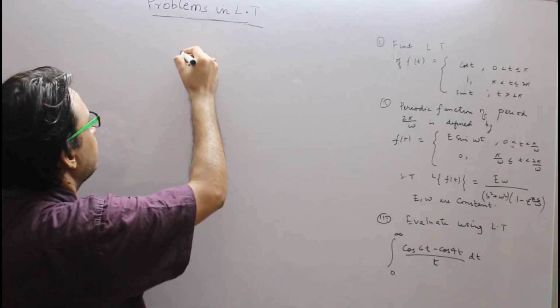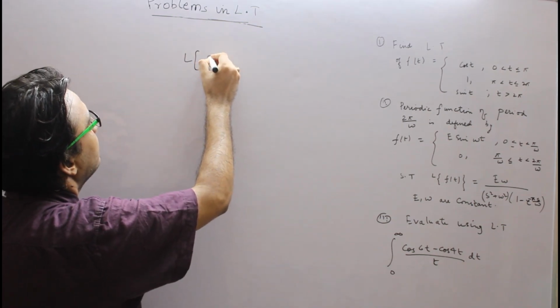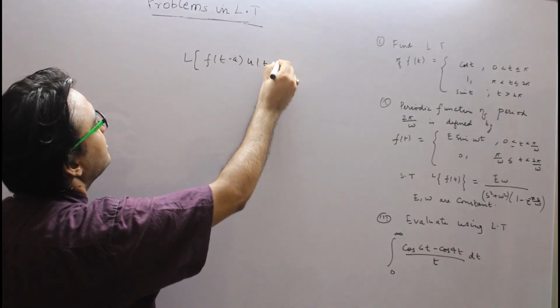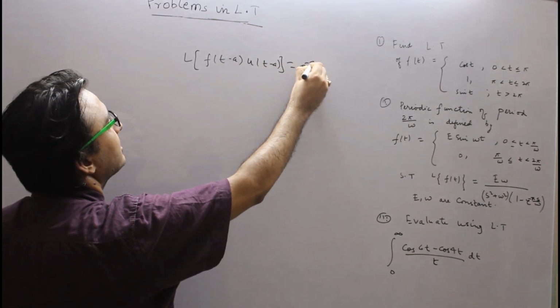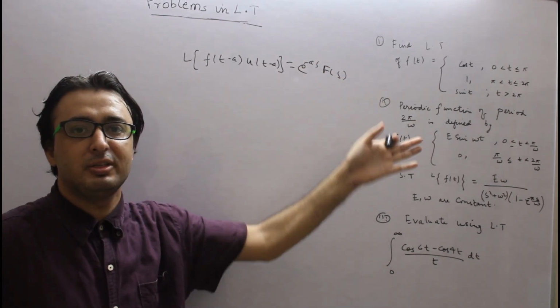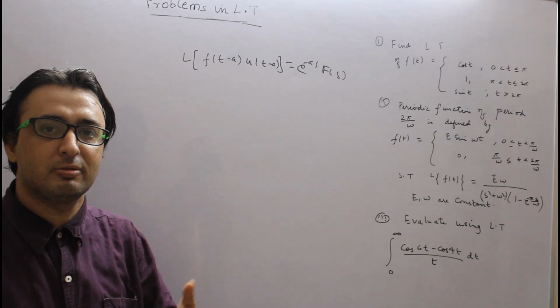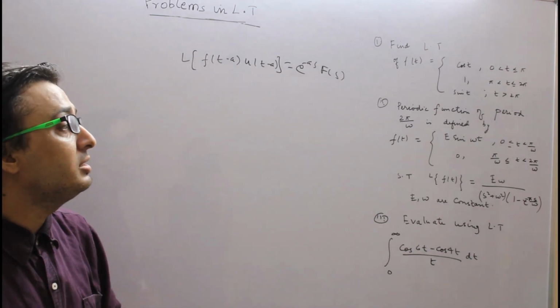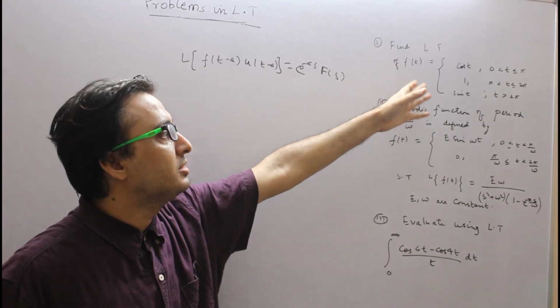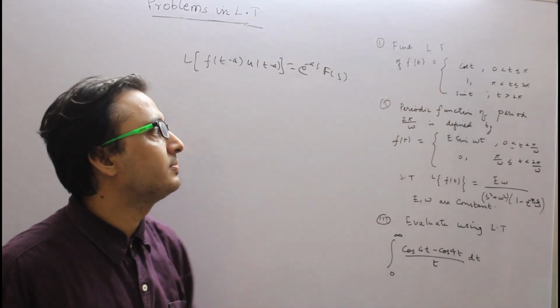The property is: L{f(t minus a) u(t minus a)} is equal to e to the power minus a s times F(s). And when we are solving second order differential equations using Laplace transform, a lot of questions are asked that demand us to understand the Laplace transform or to break the functions, to decompose them when they are piecewise.